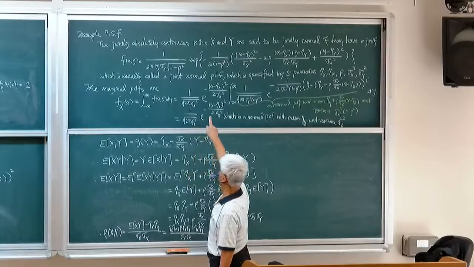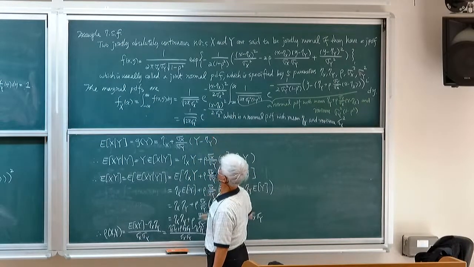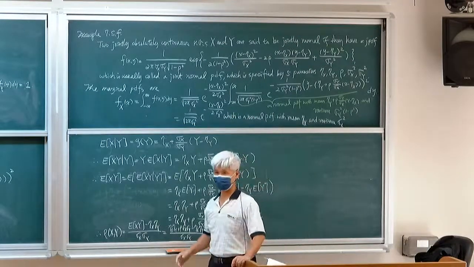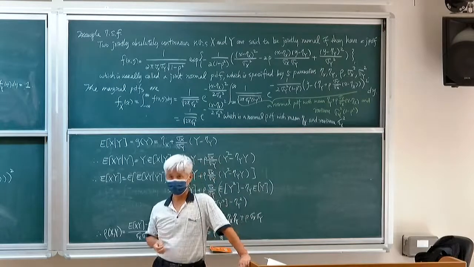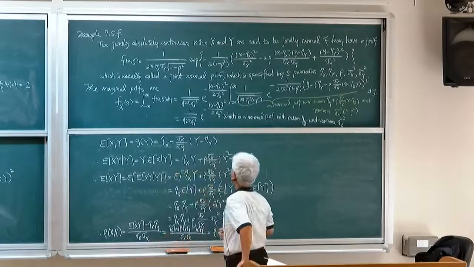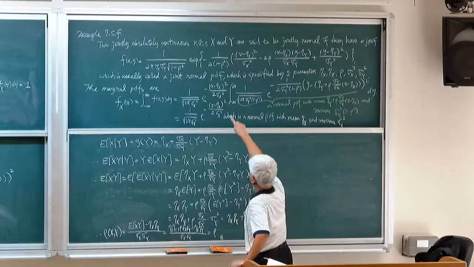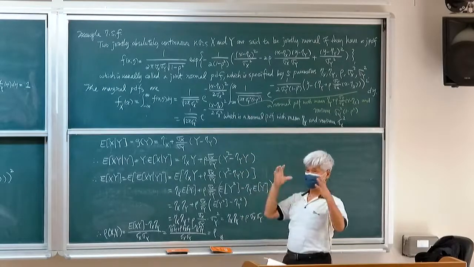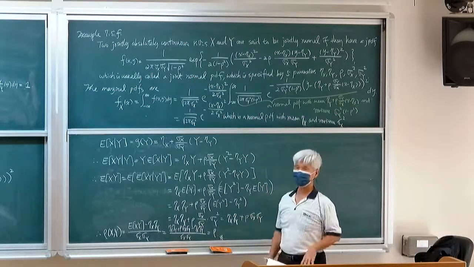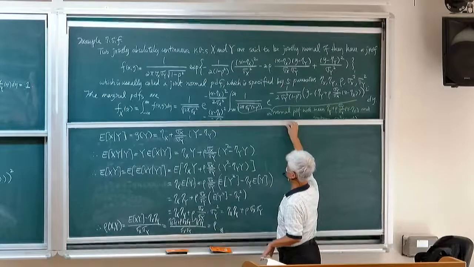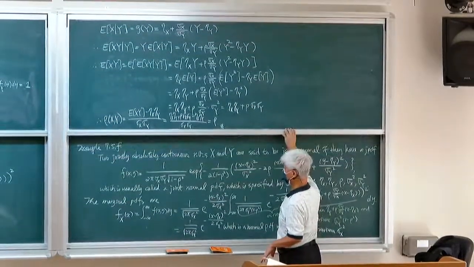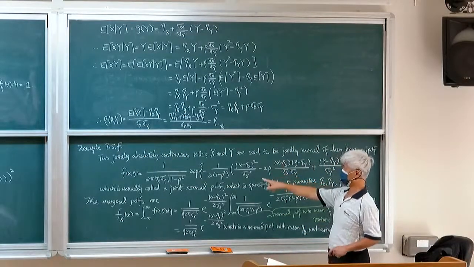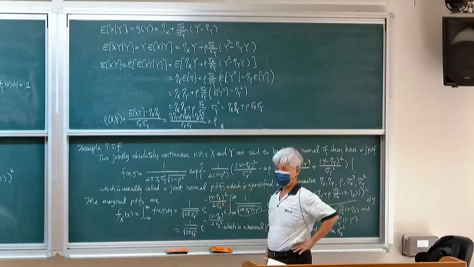This example will be further studied in the last section of this chapter. And the expression of the joint normal PDF looks ugly, right? You see a lot of parameters there. But we will have a nice looking formula for the expression of this joint PDF.